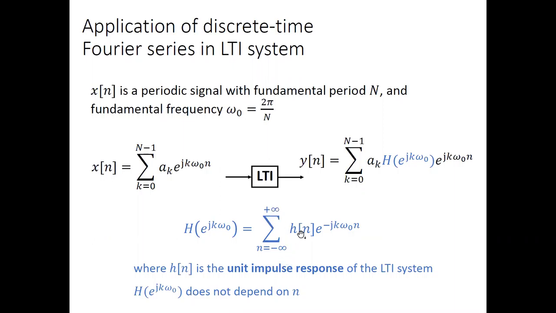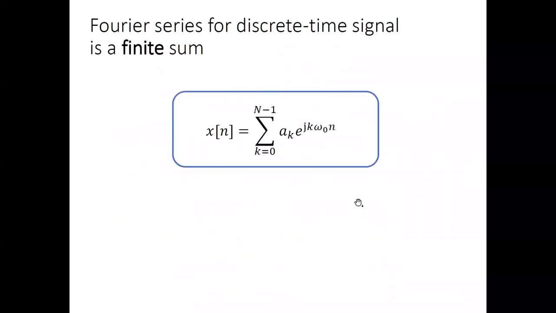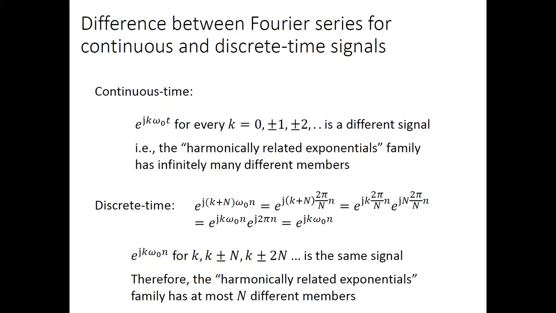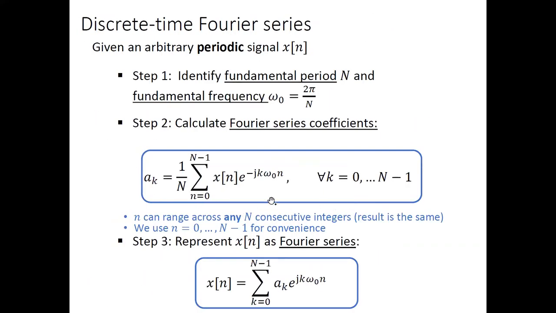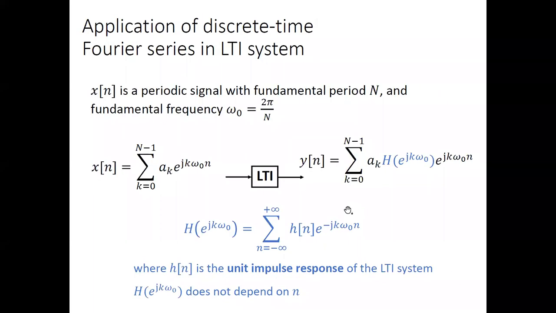Although in the discrete time Fourier, let's come back to this slide actually. Although the calculation of the Fourier series coefficient ak and the representation of the Fourier series itself are both finite sums, when we come to capital H, it needs to be an infinite sum. So that's a difference.